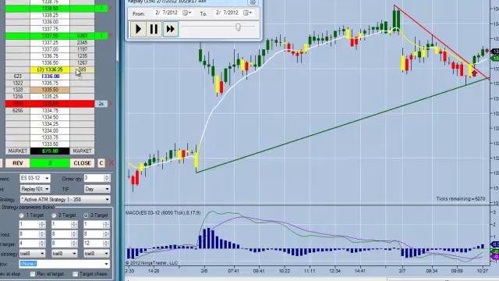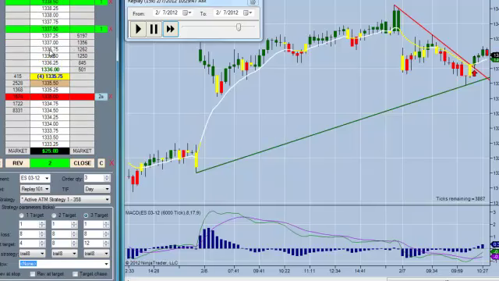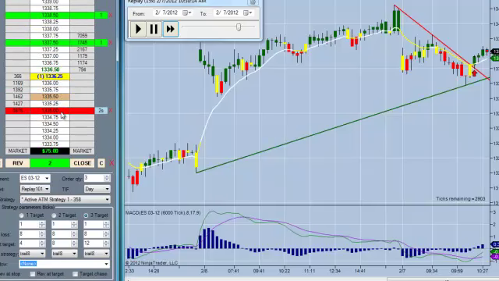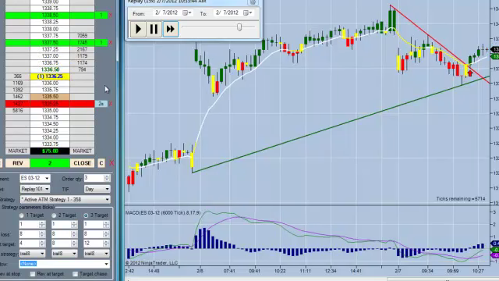We got 4 ticks on the first contract. We have 2 contracts left. So 2 contracts at minus 2 ticks would get us break-even. So that's how I like to get into a break-even trade quicker than normal. And again, you can adjust the strategy level.